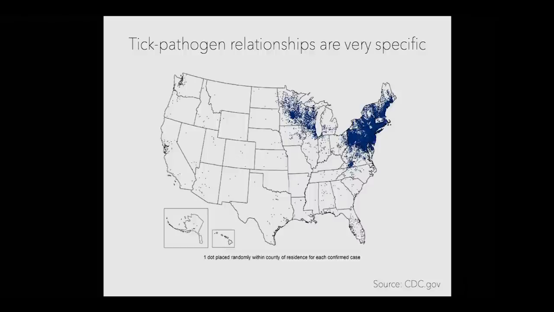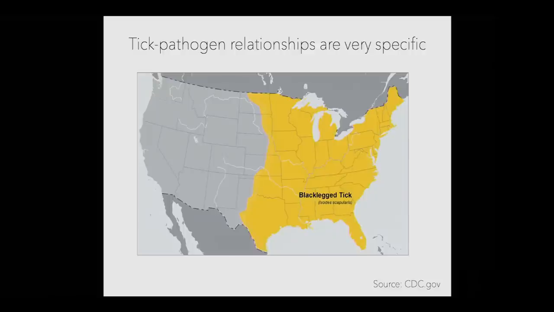And so the reason I want to point this out is that part of the reason that this is so restricted is that the vector tick for this, the species that can carry it, is also geographically restricted to this side, that side of the U.S. And you'll note that there were a few cases on the West Coast, and that's for a few reasons.